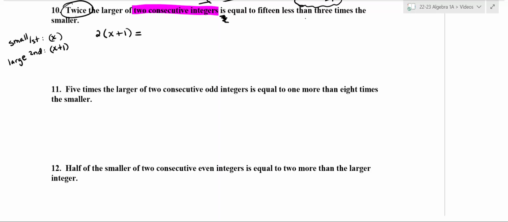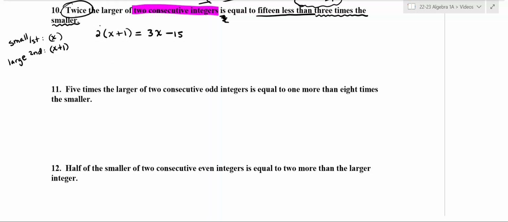15 less than 3 times the smallest. 15 less than means that we're going to subtract 15. 3 times the smaller one means that we're going to multiply the small number times 3. So 3 times the smallest one, subtract 15. I got to write this time, so here we go.